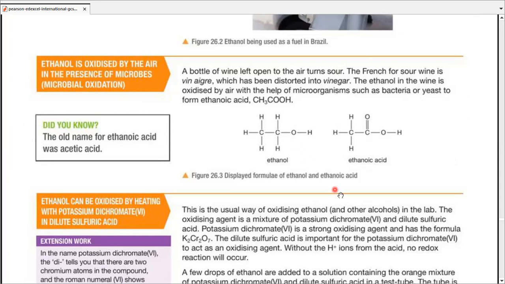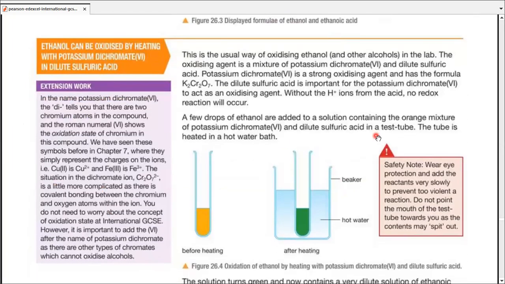However, we now do it by using chemicals. We can oxidize ethanol by using potassium dichromate 6 in dilute sulfuric acid. Now, the usual way of oxidizing alcohols in the lab is using an oxidizing agent, potassium dichromate 6 in dilute sulfuric acid. Potassium dichromate 6 is a very strong oxidizing agent. The formula is K2Cr2O7. Dilute sulfuric acid is important for it to act as an oxidizing agent. Without the H positive ions, no reaction will occur, redox reaction in specific.